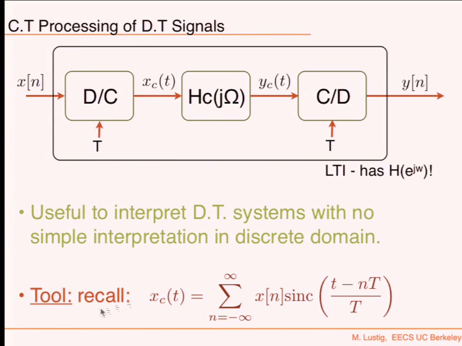Okay. So I want you to recall that basically x sub c of t is a shifted sincs, right? That are scaled by x of n. And they're shifted by multiples of T. Okay? So here's what we're going to do. We're going to try to figure out basically what's the relationship between H c of j omega and H of e to the j omega. And understand what they mean.